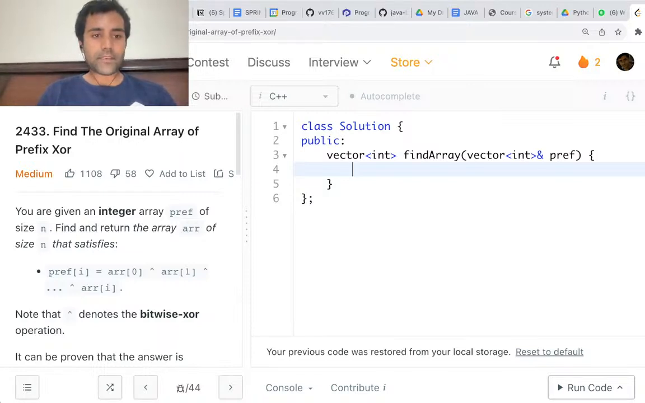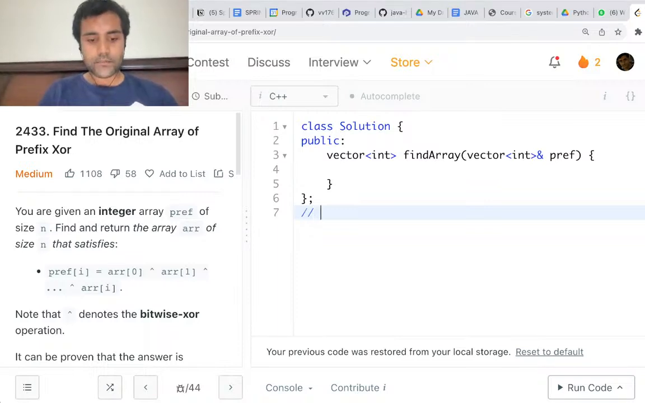It says that we are given an integer array. This is the integer array. What we have to do is, okay, one more thing. The size of this array is n. Now we have to find and return array ARR of the same size n, whose prefix XOR array is this. So I'll try to explain it by some example.